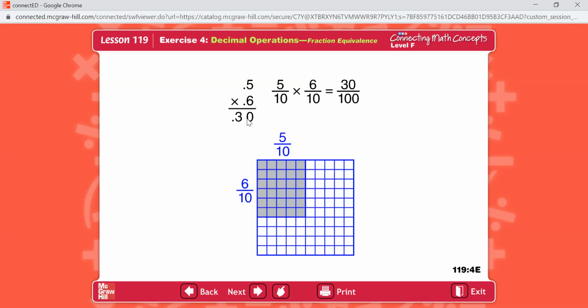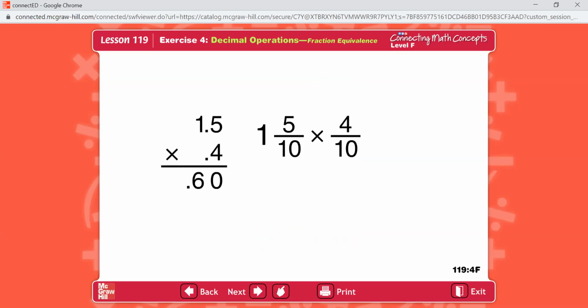Now find part 4 in your workbook. You can see the decimal problem and the fraction problem. Read the decimal problem. 1 5/10 times 4/10. Work the problem. Pause the video now to do the work. Resume when you're ready to check. Here's what you should have.